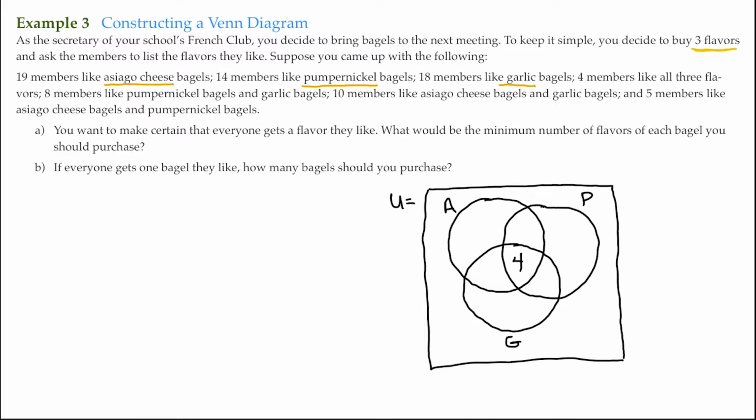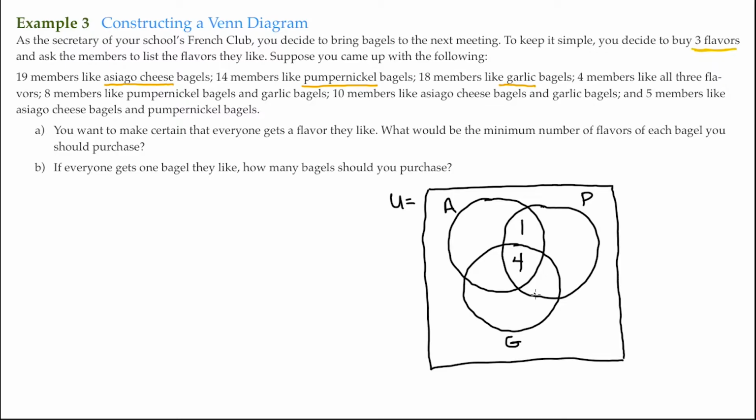It doesn't look like there are any members that don't like any bagels, so there's nothing that's going to go out in the region out here. So now I'm just going to find the intersection here. So here's the Asiago cheese and the pumpernickel right here. Here we have 5 members like Asiago cheese bagels and pumpernickel bagels. So here's the 5. Now 4 of them are already accounted for. So this is going to be 1. And if we look at it, there's our 5 members who like the Asiago cheese and the pumpernickel.